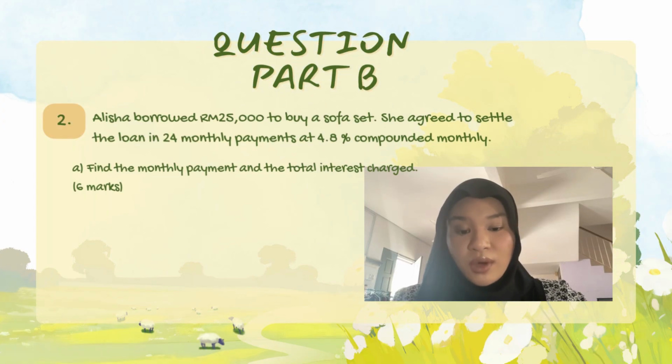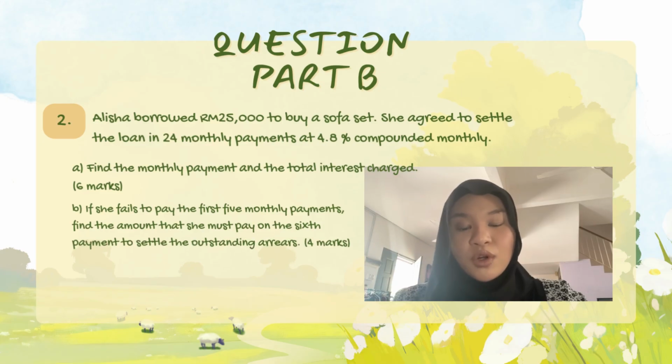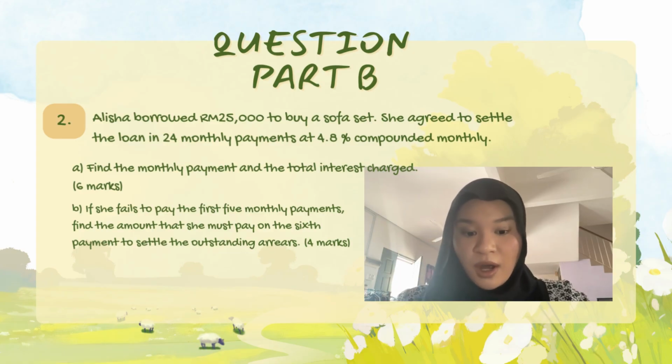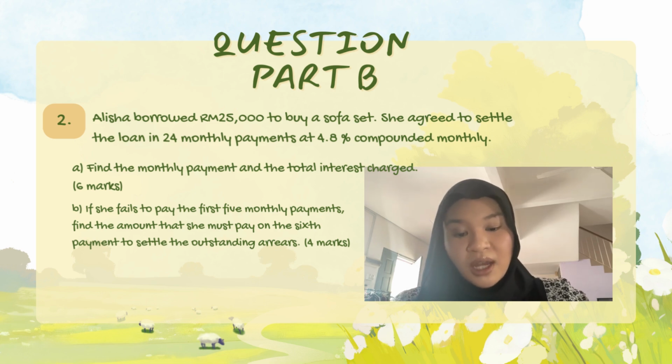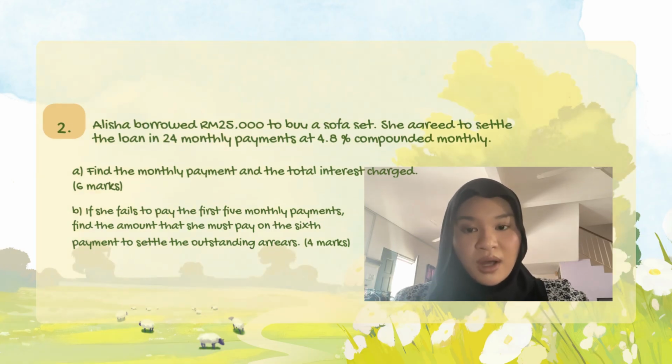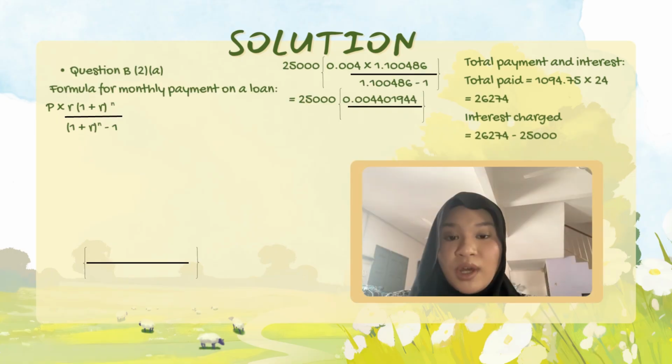Question part B, question number 2. Alicia borrowed 25,000 to buy a sofa set. She agreed to settle the loan in 24 monthly payments at 4.8% compounded monthly. A. Find the monthly payment and the total interest charged, 6 marks. B. If she fails to pay the first 5 monthly payments, find the amount that she must pay on the 6th payment to settle the outstanding arrears, 4 marks.